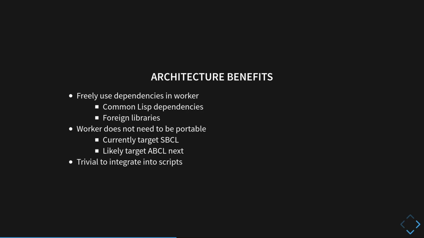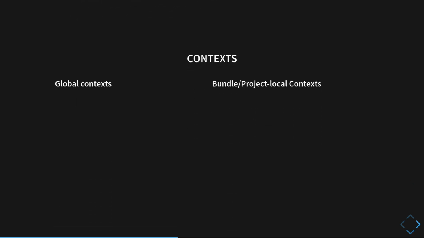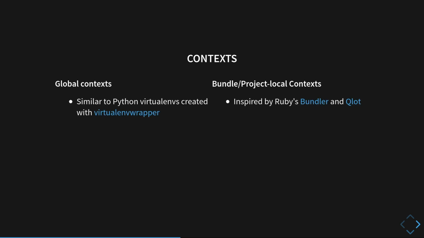Last, this architecture makes it trivial to perform dependency management tasks from a REPL or other processes such as bash scripts. I said previously that CLPM can manage dependencies in both a global and project local context, or bundle. So what does that mean? First, global contexts were largely inspired by Python virtual environments created with the virtualenv wrapper script. Bundles are largely inspired by Ruby's Bundler and Common Lisp's own Qlot.